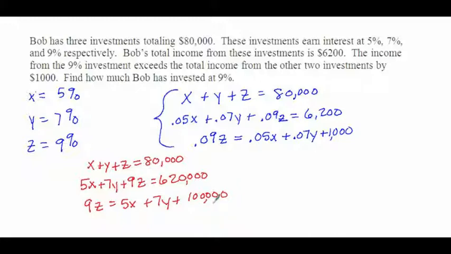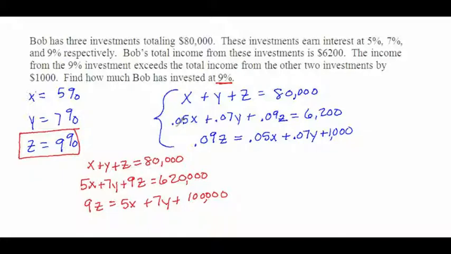Okay. I just like to do it that way so I don't have to mess with those decimals and forget what I'm doing with them. If you want to keep it as that, it's fine. Okay. We're trying to solve for the 9%. So we're trying to get the Z all the way by itself.